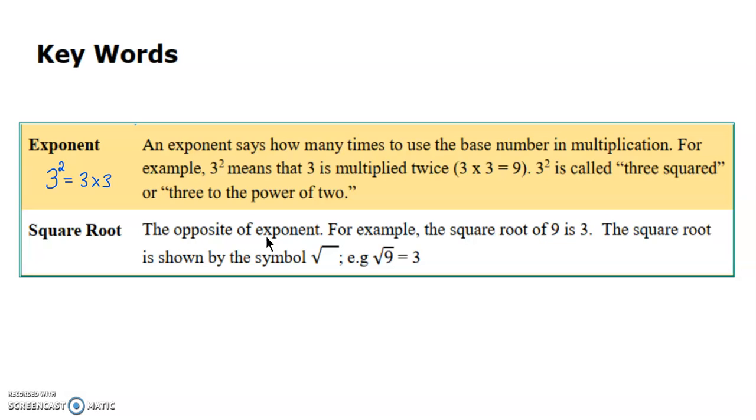Square root is the opposite, so this is shown by the square root symbol. And so this is where we are going from a number like 9 down to what was squared to make that number. So the square root of 9 is 3 because 3 times 3 equals 9.